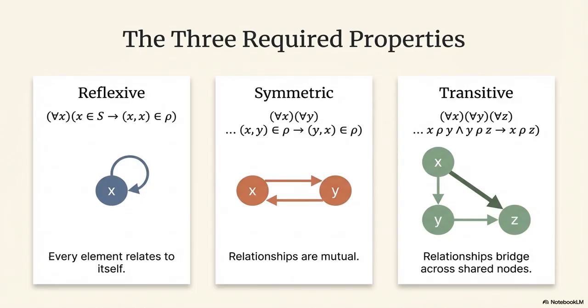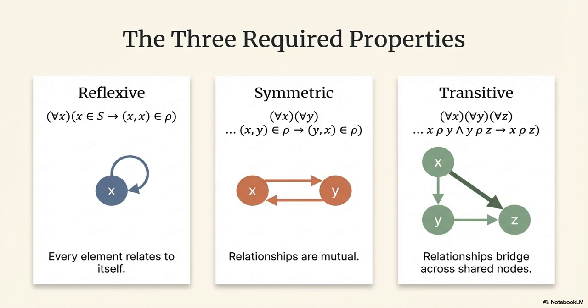This slide states the three required properties in formal notation and plain language. Reflexive means for every x in S, x is related to itself. Symmetric means if x is related to y, then y must be related to x. Transitive means if x is related to y and y is related to z, then x must be related to z. The diagrams underneath each formula show the same logic as loops, two-way arrows, and chained arrows.